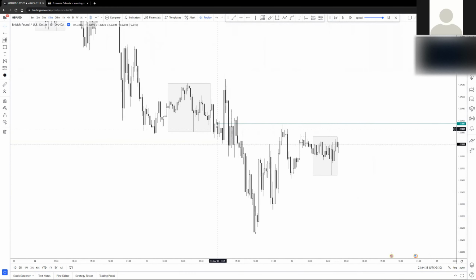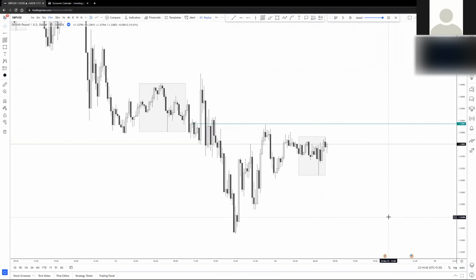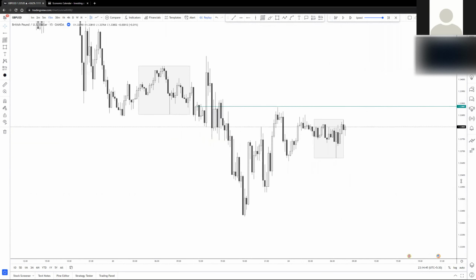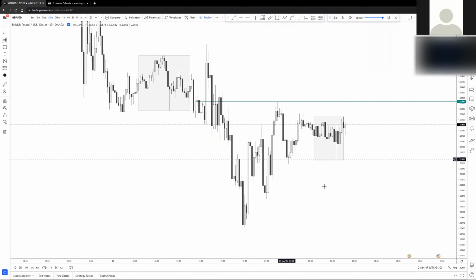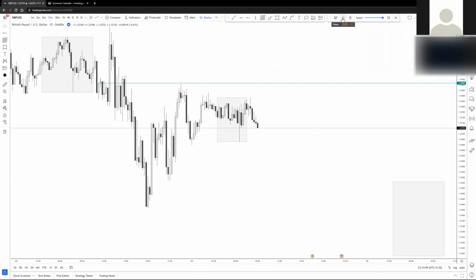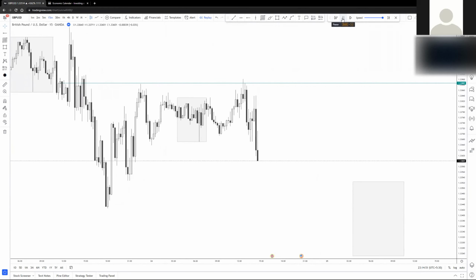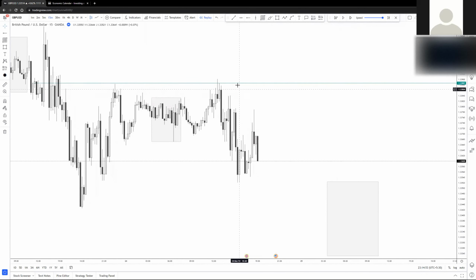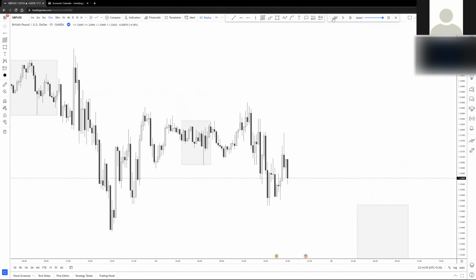Now, look at this. If you use it this way, no one would ever know what was your POI. See that? Impossible, right? Why would you look for POI at these random wicks? Okay, but what happened? London opened, tapped, and then it drops. See that?